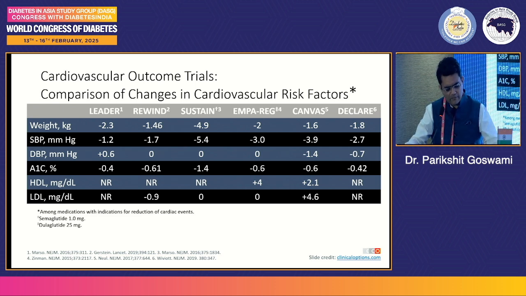CANVAS, and DECLARE. But if you carefully look at the A1C data, there were no robust A1C reductions reported, although the baseline HbA1c were also not high. So the message is that even if you are not achieving excellent glycemic control, you are preventing cardiovascular hard endpoints. You are reducing the cardiovascular hard endpoints.